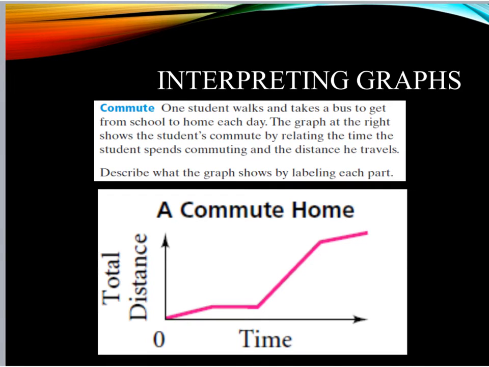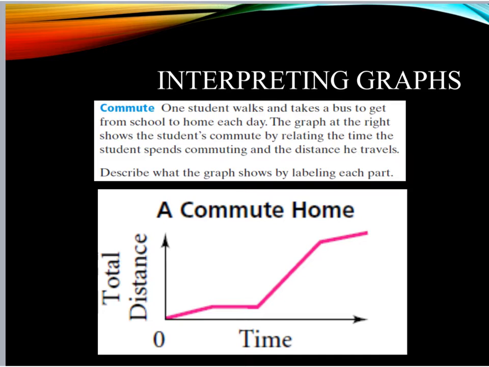So to begin with, we're going to look at the example that says one student walks and takes a bus to get from school to home each day. The graph shows the student's commute by relating the time the student spends commuting and the distance that he travels. Describe what the graph shows by labeling each part.